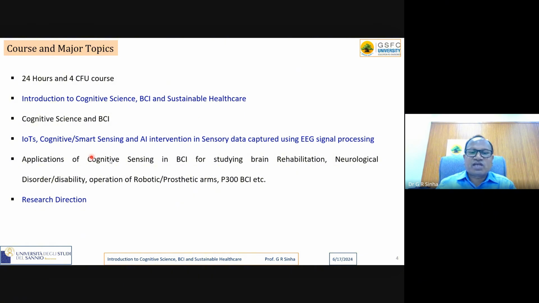So the applications of cognitive science in BCI can be used to study brain rehabilitation. What do you mean by brain rehabilitation? We'll understand in coming lectures. Neurological disorder and disability, operation of robotic prosthetic arms, P300 BCI. P300 BCI is an important BCI used for assisting people who are suffering with certain disabilities and need help from robotic or prosthetic arms in their daily lives at home. This is very popularly and practically used, called P300 BCI.